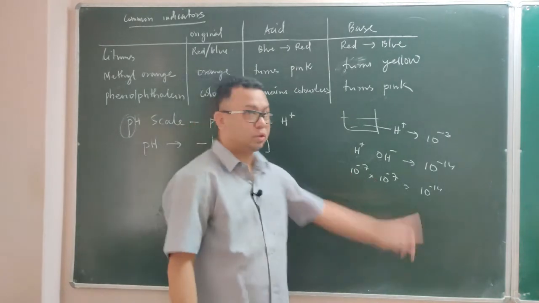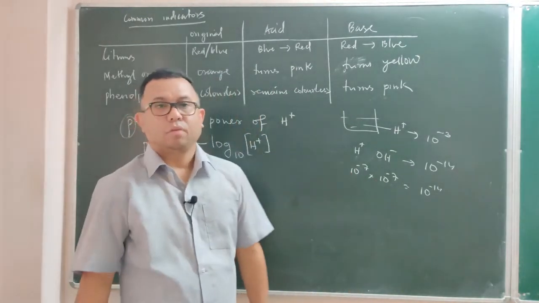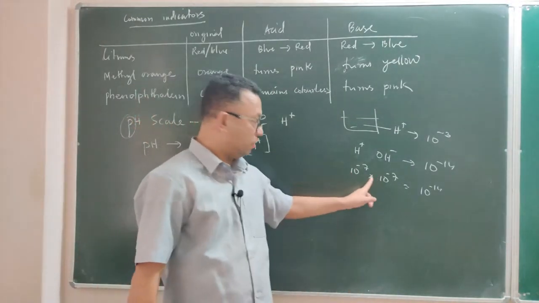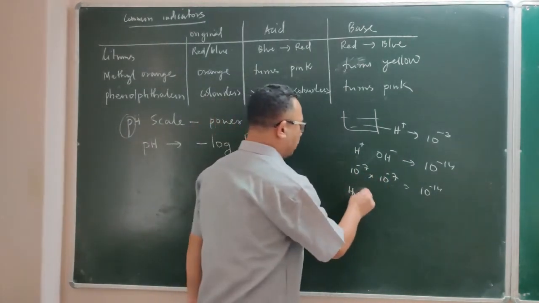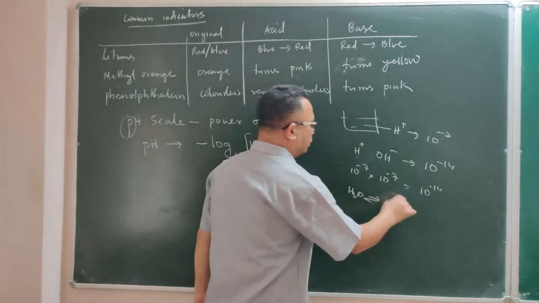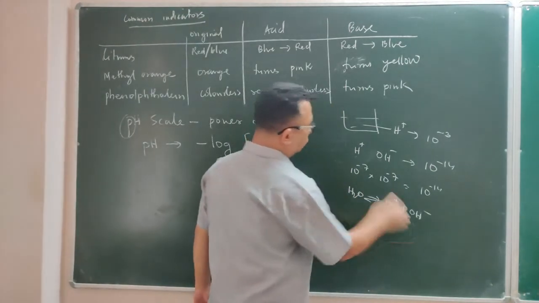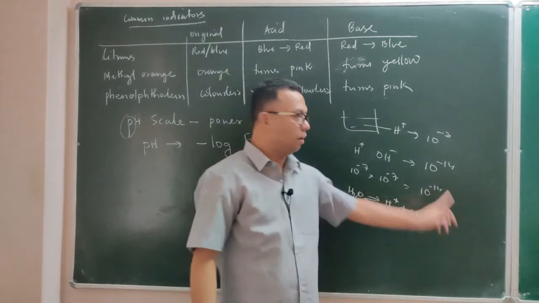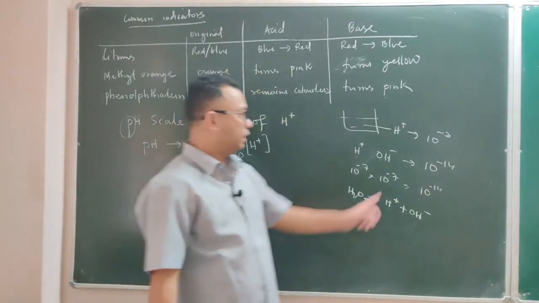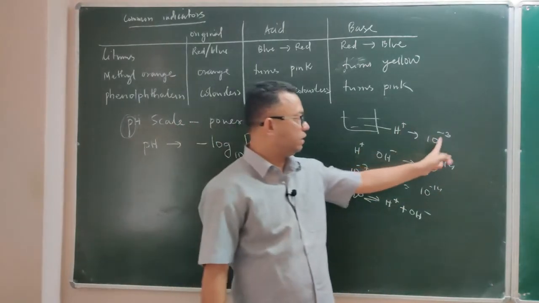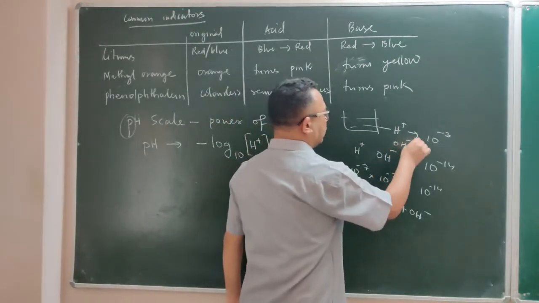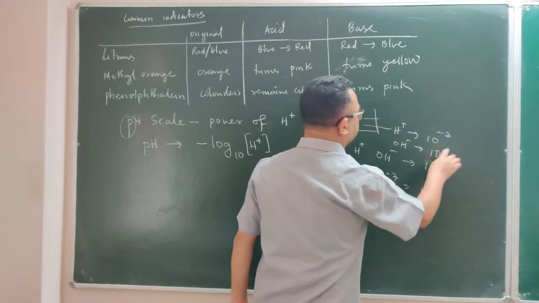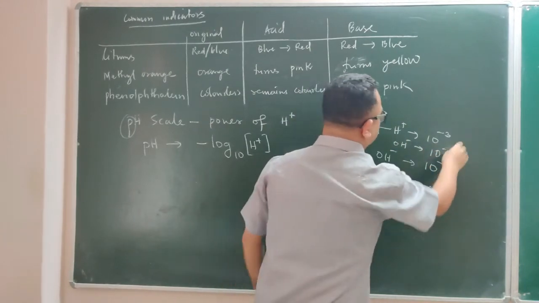So this is what is called the ionic product of water. Ionic product means multiplication of the ions of water, because don't forget our water has hydrogen ion as well as hydroxyl ion. So that means the ionic product of water is 10 to the power minus 14. So if I say here in this solution hydrogen ion concentration is 10 to the power minus 3, it is understood that hydroxyl ion concentration is 10 to the power minus 11.